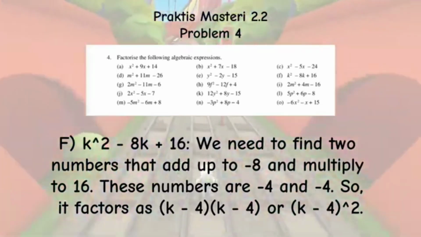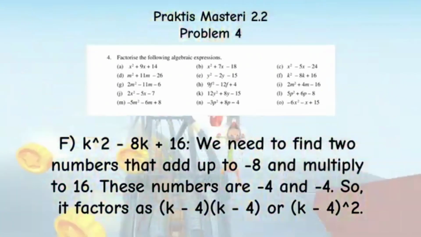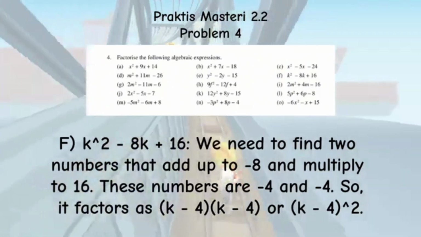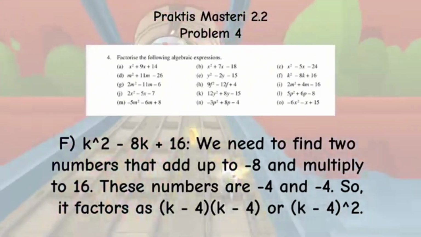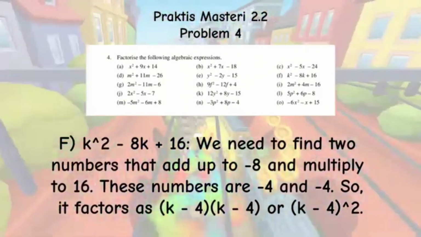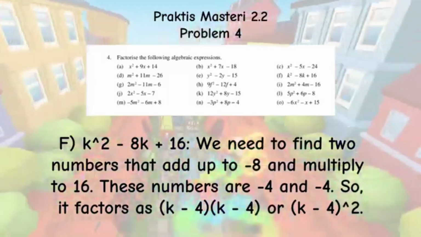f) k² − 8k + 16. We need to find two numbers that add up to −8 and multiply to 16. These numbers are −4 and −4. So, it factors as (k − 4)(k − 4), or (k − 4)².